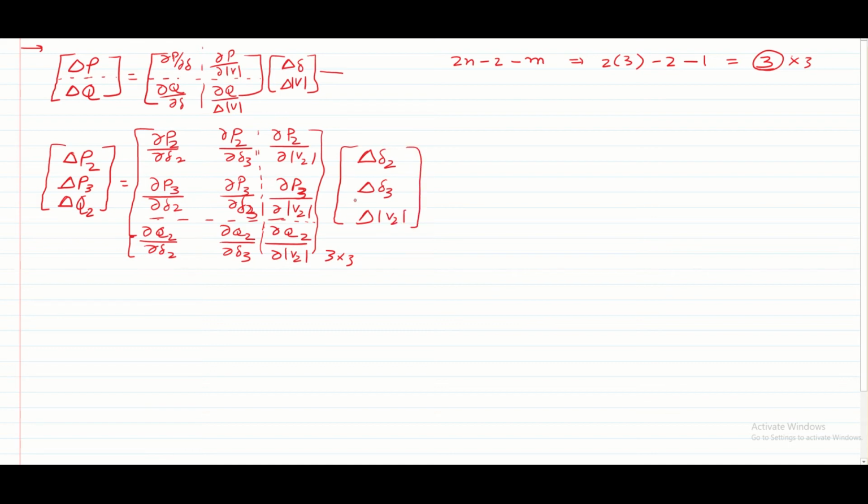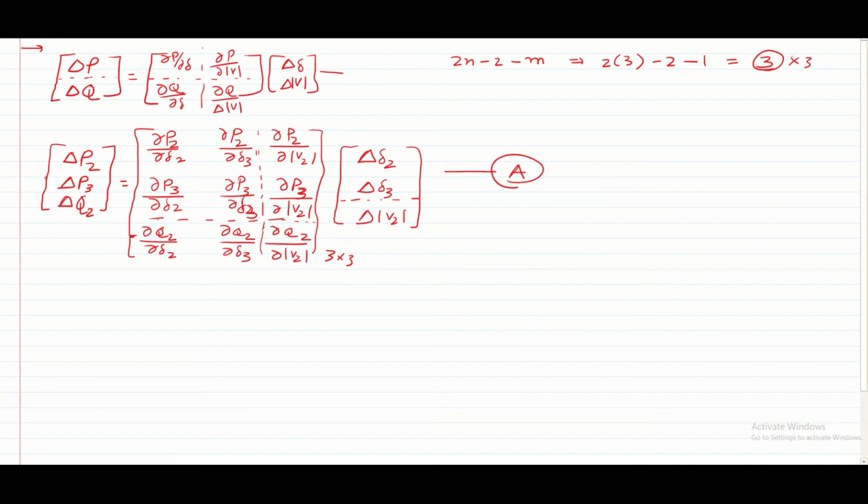Clear? So this is the most important part of your example, that you have to formulate this equation for the NR method. Clear? Now just give the name equation number A. Okay. So now we need to calculate each and every parameter of this equation number A.